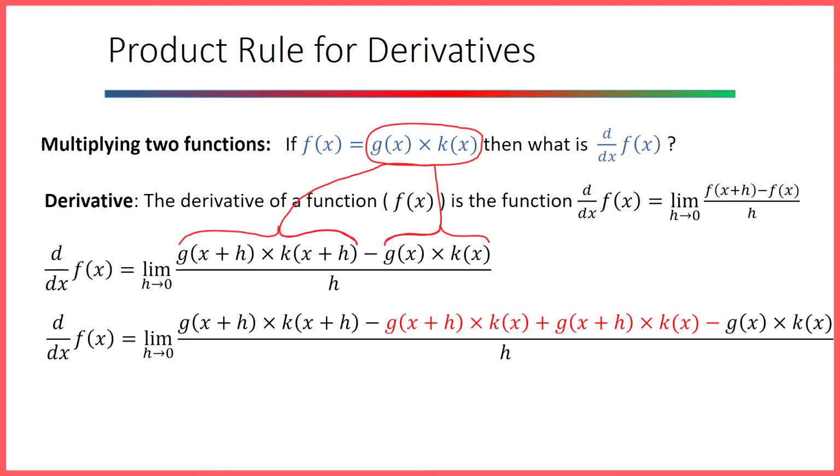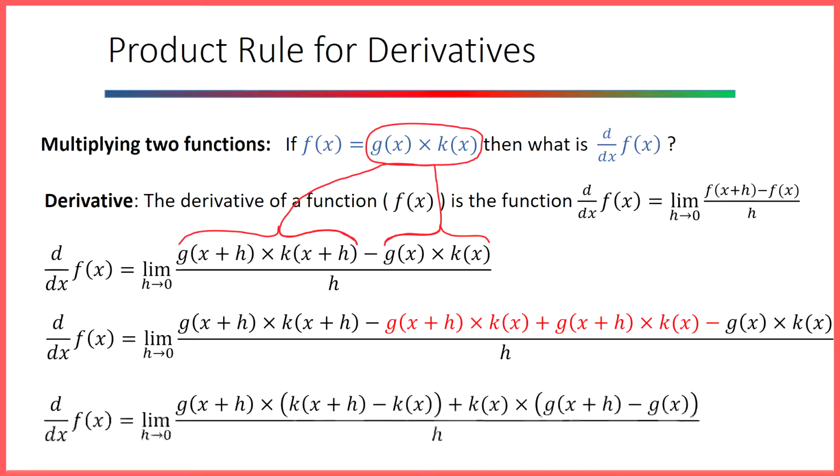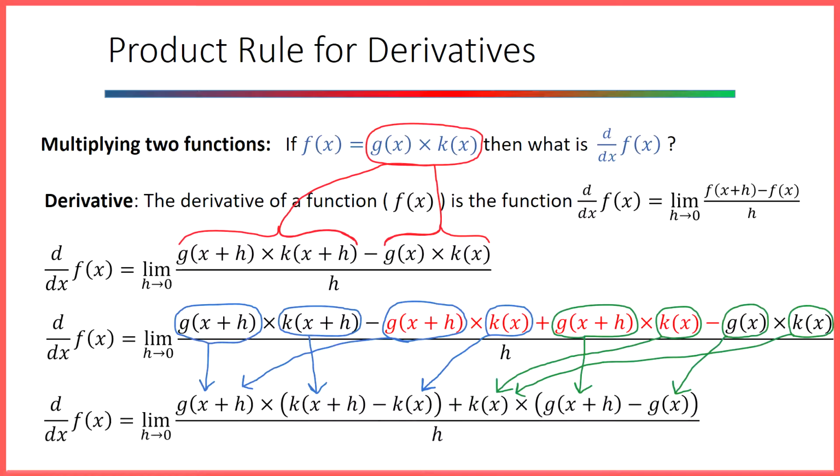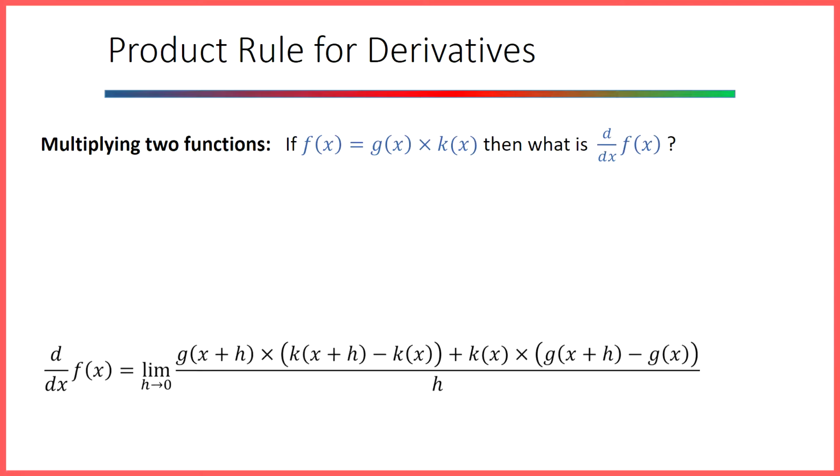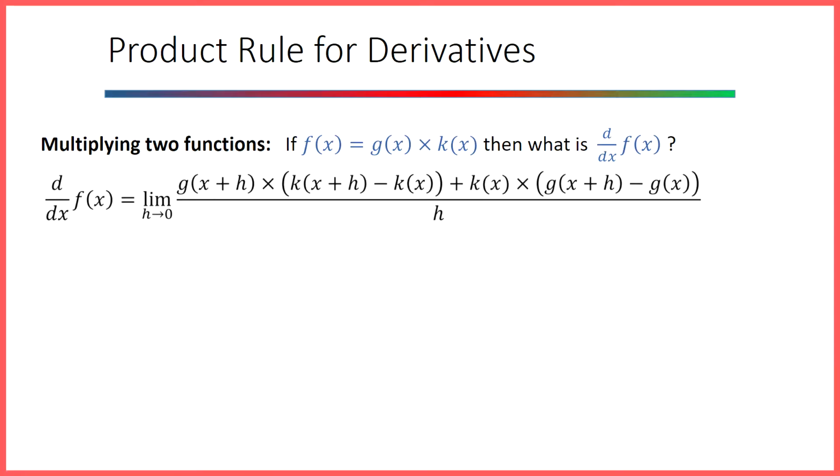First, I'm going to pull g of x plus h out of the left side of the equation and k of x out of the right-hand side of the equation, which gives me the limit as h approaches 0 of g of x plus h times k of x plus h minus k of x, plus k of x times g of x plus h minus g of x, all divided by h. Alright, let's erase some stuff to clear more space to work.